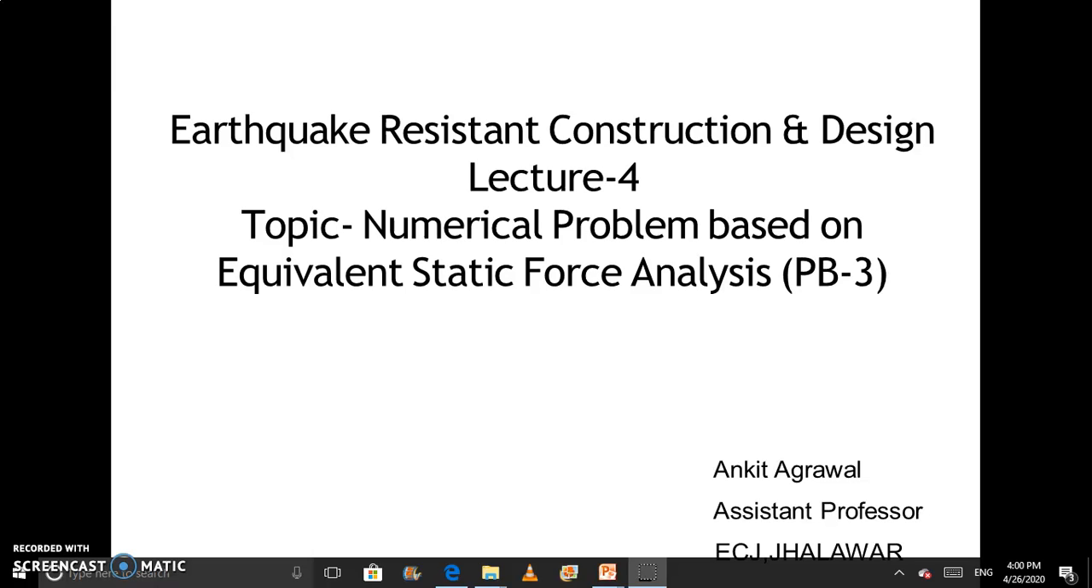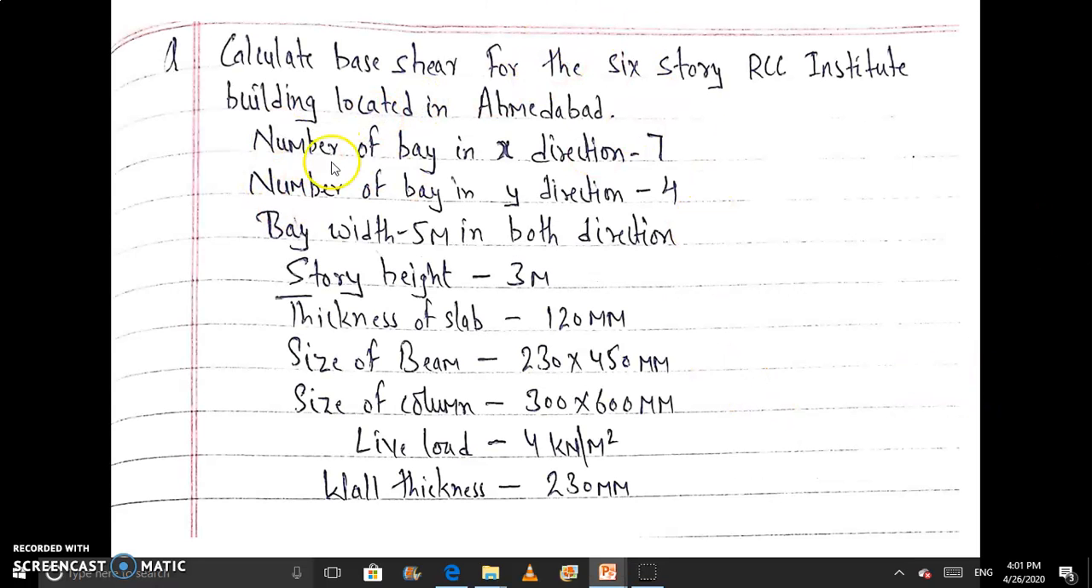So let's begin. First we see that this is an example in which we have to calculate the base shear of a 6-story RCC institute building located in Ahmedabad. Number of bays in X direction is 7 and number of bays in Y direction is 4. Bay width is 5 meter in both directions. Story height is 3 meter. Thickness of slab is 120 mm.